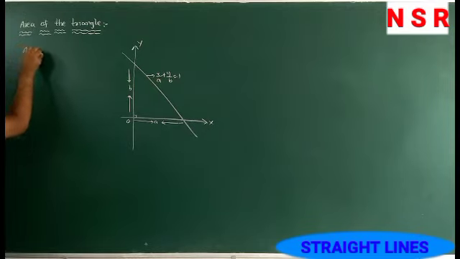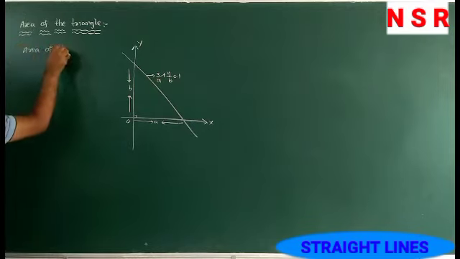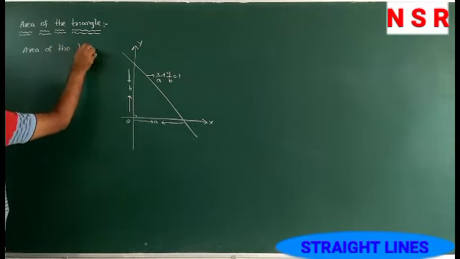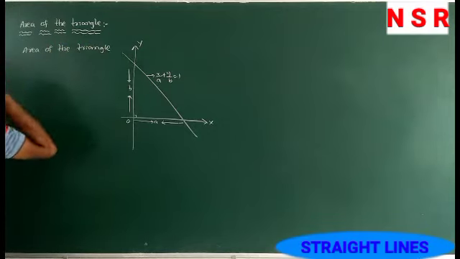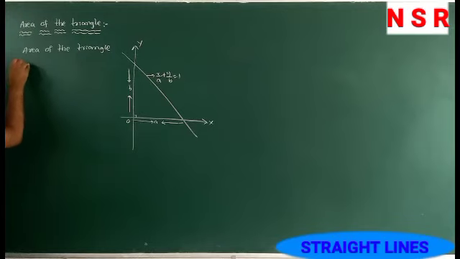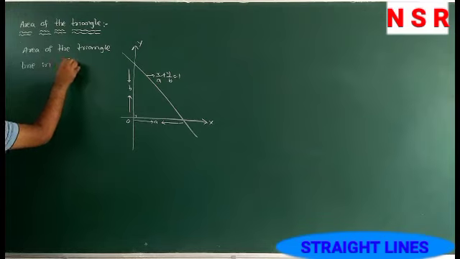So here the intercept form makes one triangle. So write here: area of the triangle, line in intercept form.